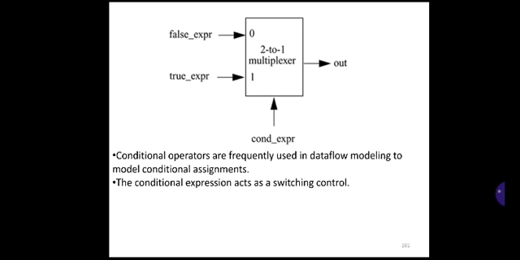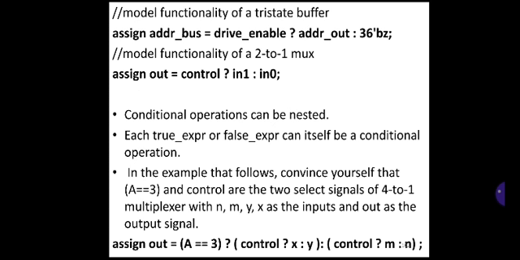True expression, 1 is the input selected for 1 input. False expression for 0. So whichever is correct, that will be the output. So conditional operators are frequently used in data flow modeling to model the conditional assignments. The conditional expression acts as a switching control. So here the examples are given.